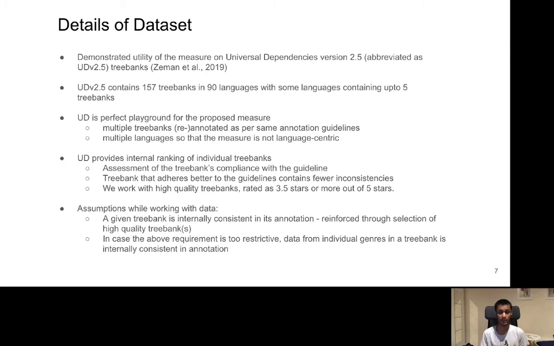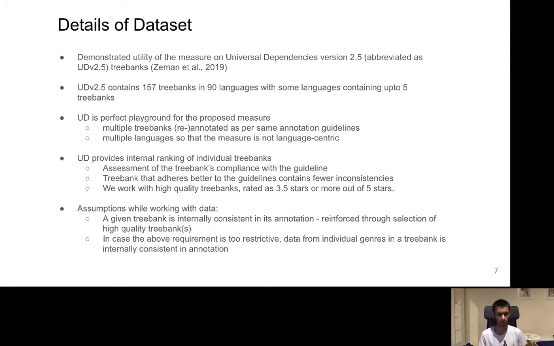UD also provides an internal ranking of the individual treebanks, which is an assessment of the treebank's compliance with the guideline. Now, if a treebank complies with the guidelines better than another treebank, we can say that it's fairly consistent by itself, and that's what we use as a filtering criterion for selecting high quality treebanks, where we select treebanks with a rating of 3.5 stars or more out of the 5-star rating.